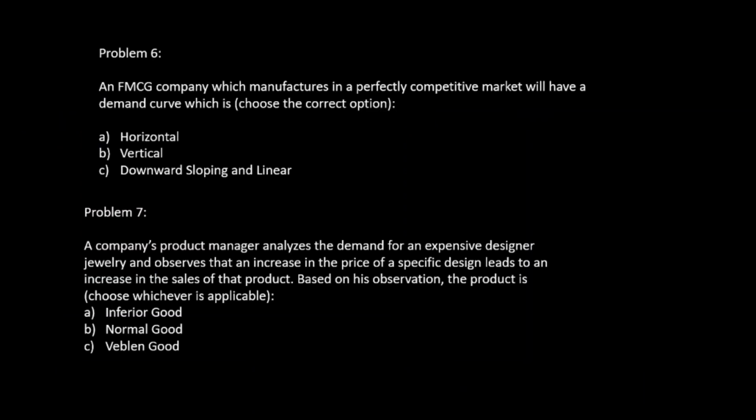Now let's try to solve these two problems. Let's look at problem 6. There is an FMCG company which manufactures in a perfectly competitive market, which means there are a lot of substitutes in the market. This is a case of perfect competition, just like we saw in the lemonade example. So is my demand curve horizontal, vertical, or downward sloping and linear? As we talked about earlier, in a perfectly competitive market the demand curve is horizontal. So option A is the correct answer.